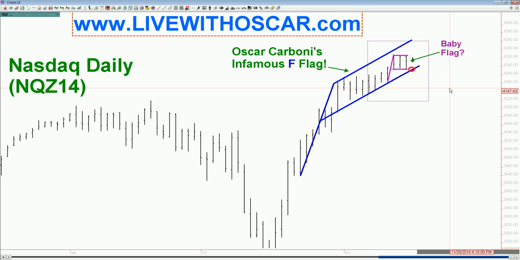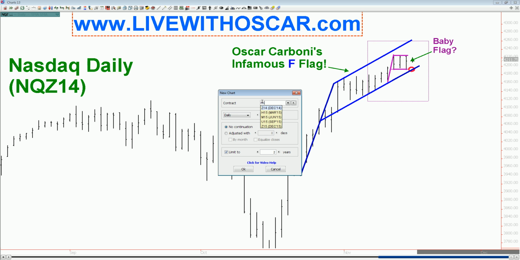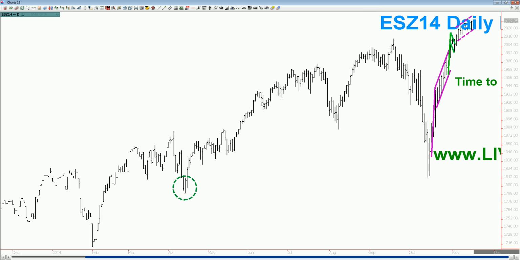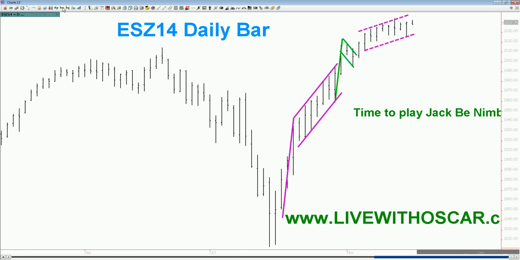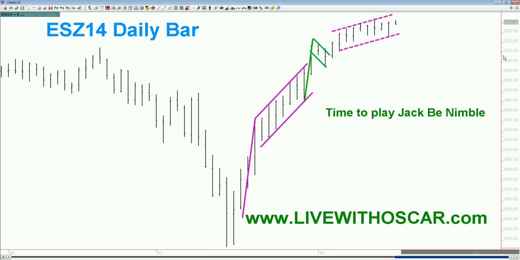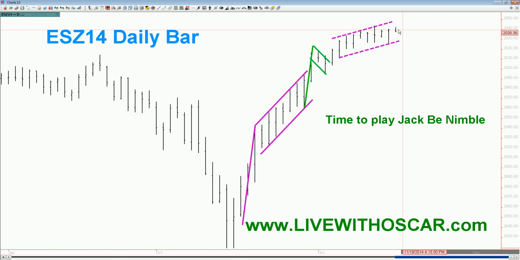For now, Omni's starting to flip a little. We're questioning whether or not this is a baby flag. We know we're in a big flag. Nasdaq's still bullish. ES, we can say it's still bullish. However, it can drop dramatically and still be in the bull cycle. So while we're day traders, we might have to take advantage of that. We'll see how this works out.